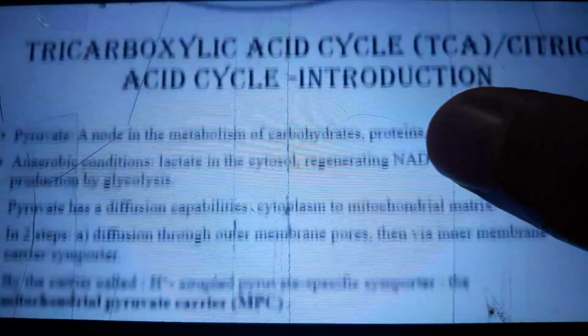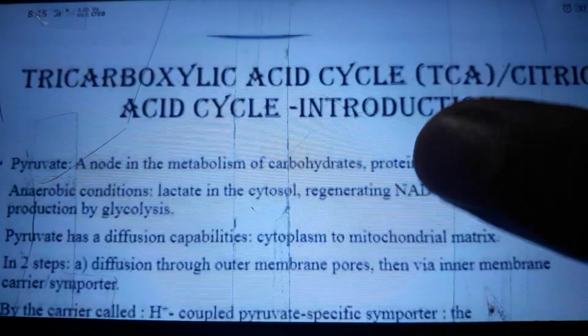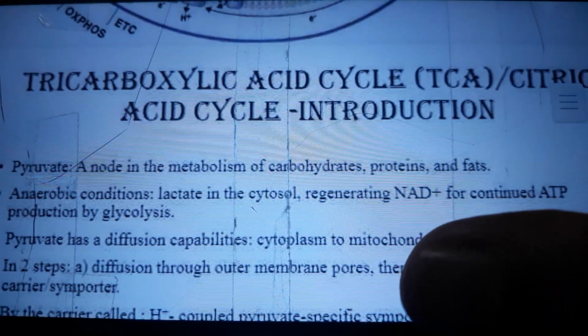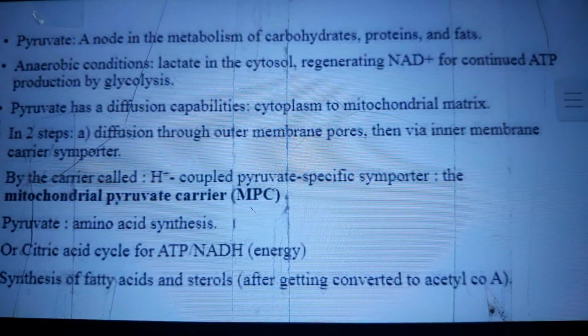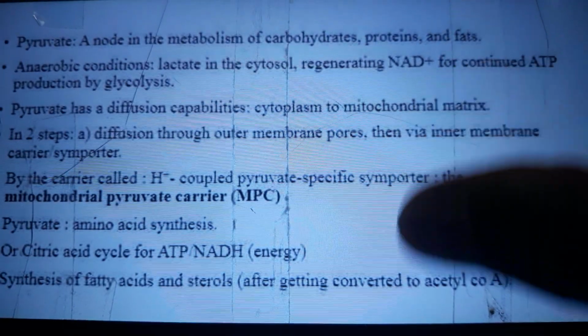Okay, this is the answer to the above. Now we're going to deal with the tricarboxylic acid cycle, TCA, citric acid cycle introduction. Pyruvate, a node in the metabolism of carbohydrates, proteins, and fats.